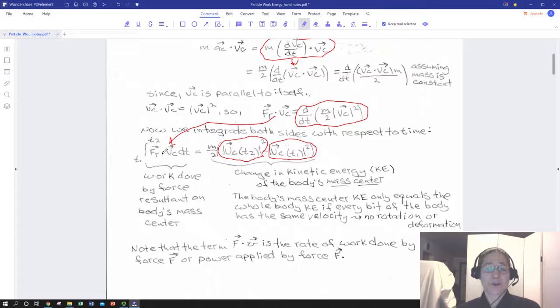And if we have some expression for velocity and we can get a force resultant from an FBD, we may be able to solve for some unknown in the problem that we don't know. So what we've done is we've established a work-energy relationship. Work done by the total force resultant is going to equal the kinetic energy change of the body via the velocity change of its mass center.